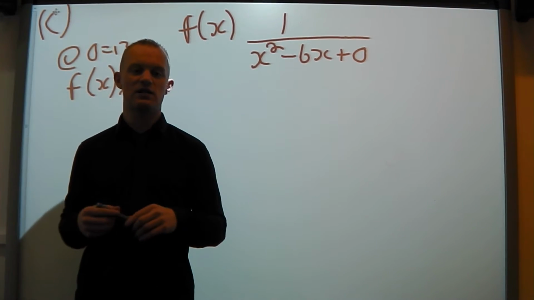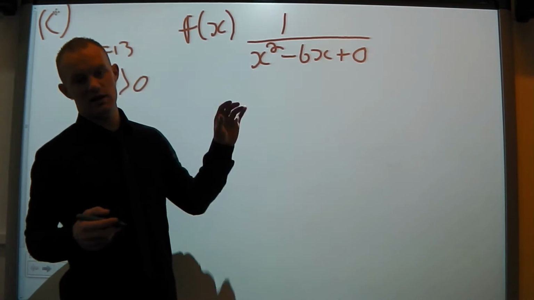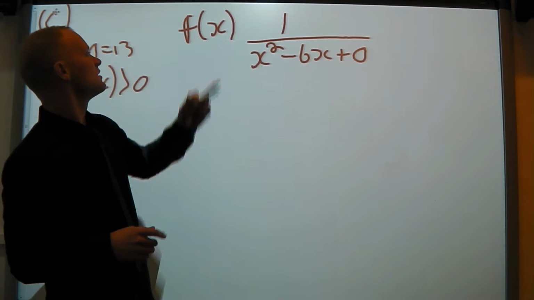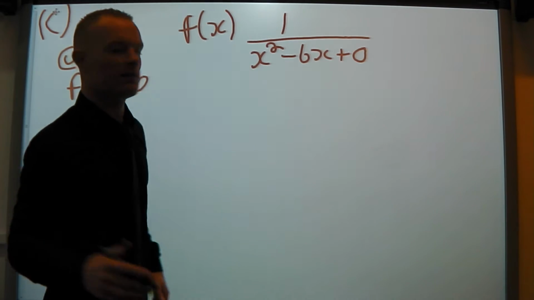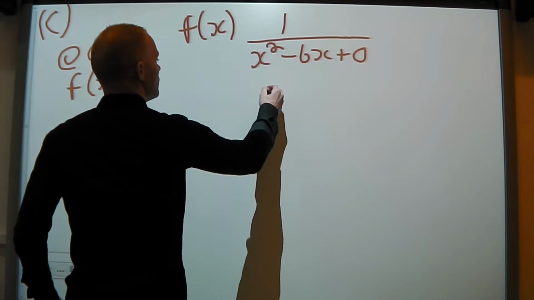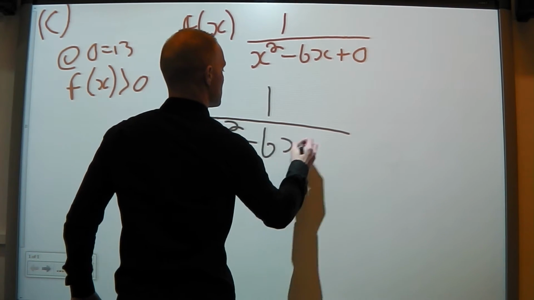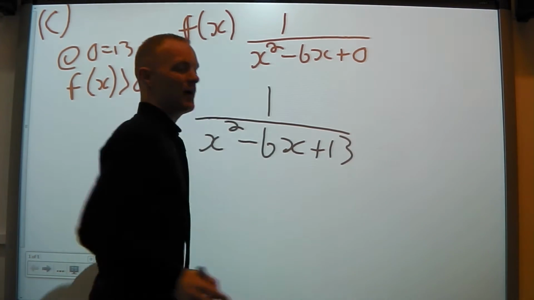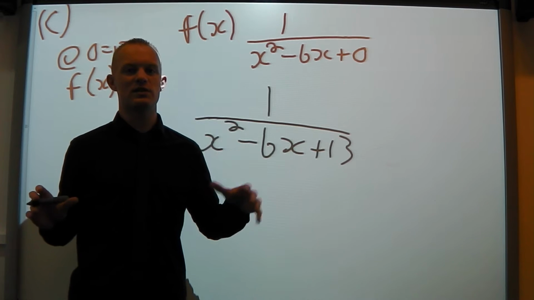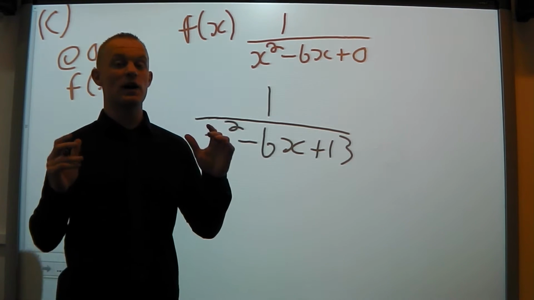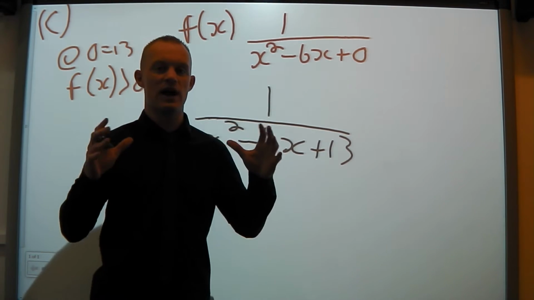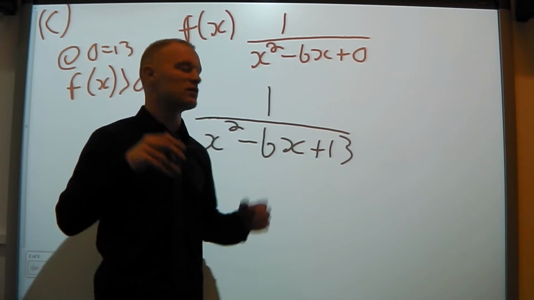Now this question asks us to prove that if a is equal to 13, then f(x) is greater than 0. So we just rewrite this as 1 over x squared minus 6x plus 13. When we're asked to prove that something is greater than 0, we always have to remember to try and get a bracket squared, because we know that a square is greater than or equal to 0.